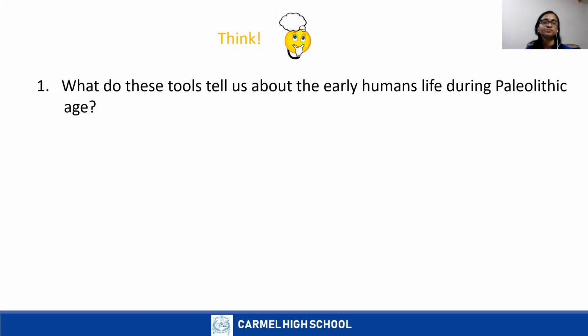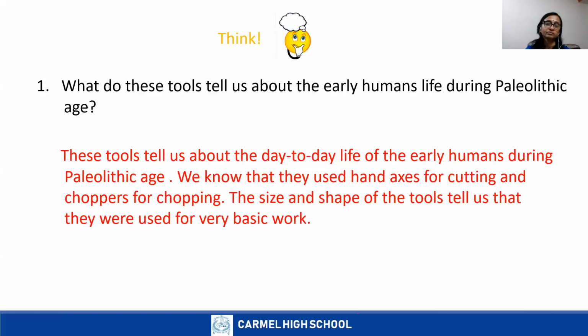Tell me. We can tell that these tools tell about the day-to-day life of the humans during the old stone age. And we know that they used hand axes for cutting, choppers for chopping, and cleavers for splitting the trunks of trees. The size and shape of these tools tell us they were used for different work, for various purposes. Let us see the answer, then you can read the answer. Yes, read children.